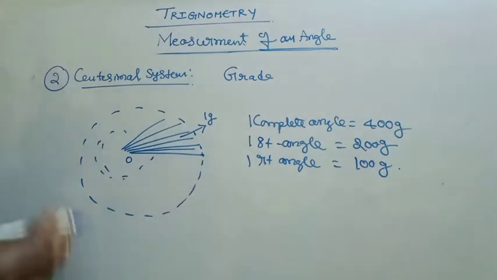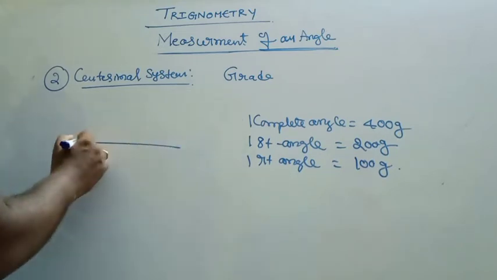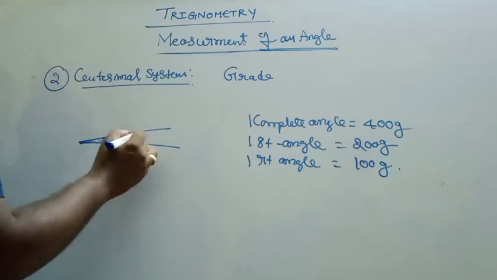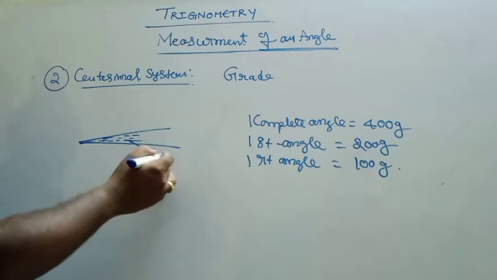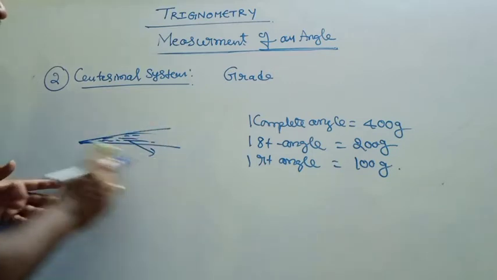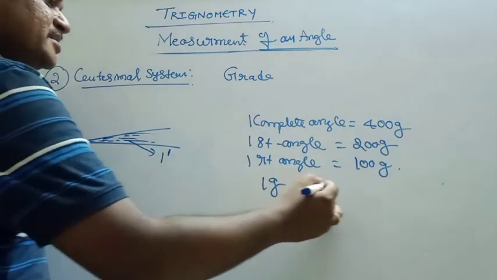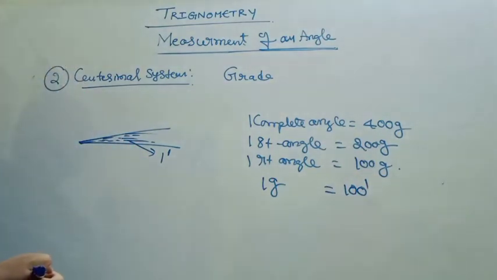One grade, you see here, what amount of angle it will be. For minute calculations, they further divided it into 100 parts. Each part they called 1 minute. That means one grade is equal to 100 minutes. One grade is equal to 100 minutes.